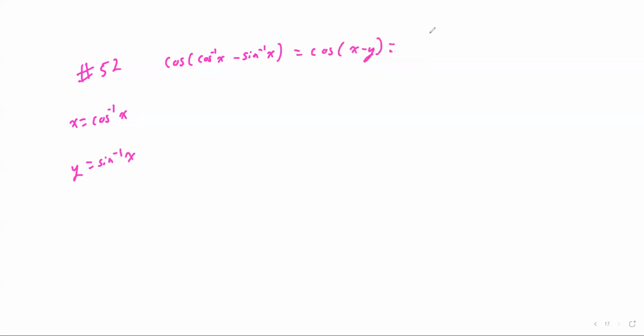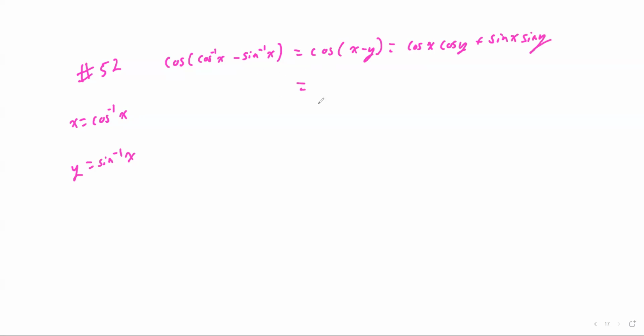Let's look at number 52. This is cosine of cosine inverse of x minus sine inverse of x. So again, x would equal cosine inverse of x. Y would equal sine inverse of x. So this right here is the same thing then as cosine of x minus y, which again we just did. So that would be just cosine x cosine y plus sine x sine y.